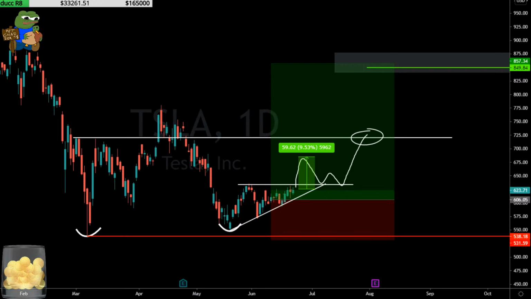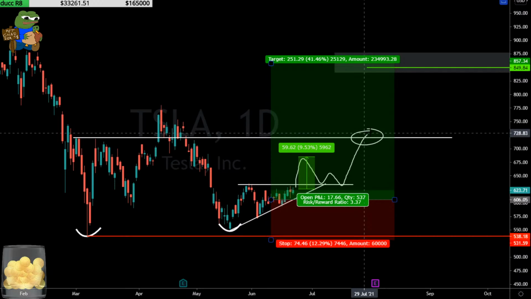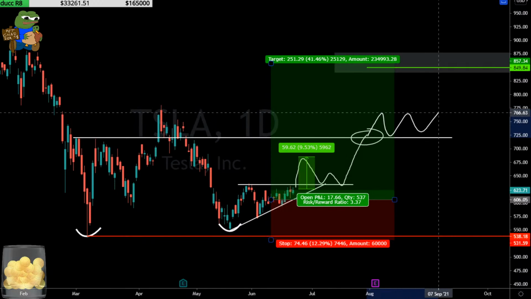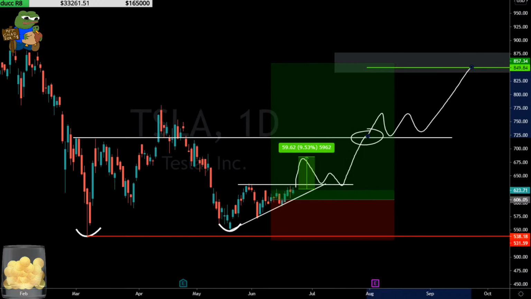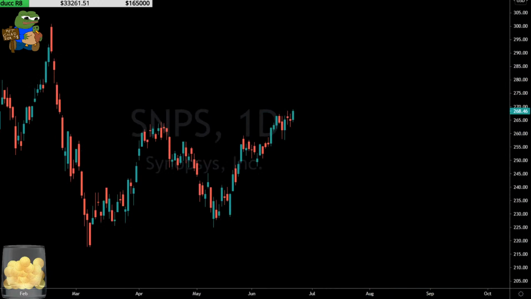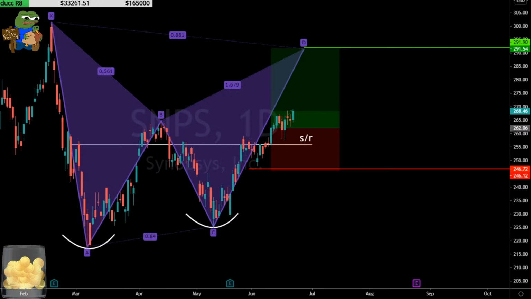If you can flip the 725 area, that's where we'll see 850, right? Let's just see how this continues to play out. SNPS is up another 1.4% on the day.